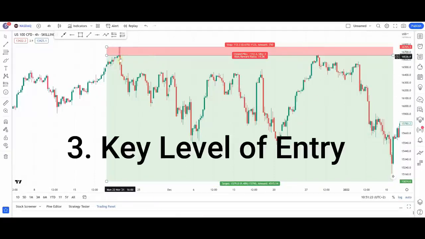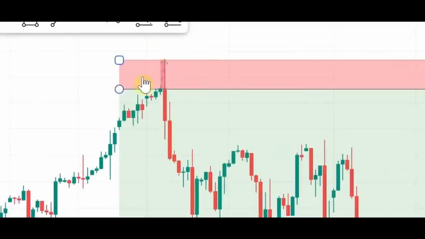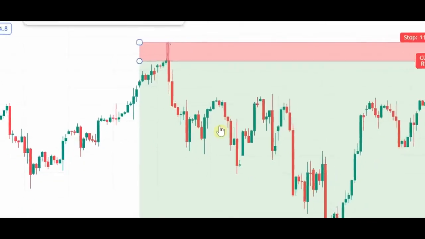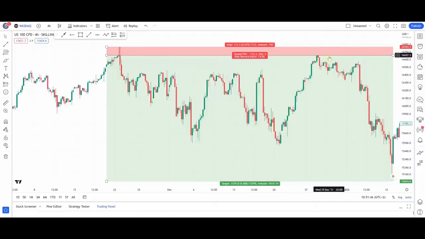The third reason why I entered the market here is because of this huge red candlestick. You can see that it left a huge tail. The tail is our key level of entry. Whenever the market comes back to the level of entry, we're going to sell. That's exactly what I did. When the market came back here, I sold it.